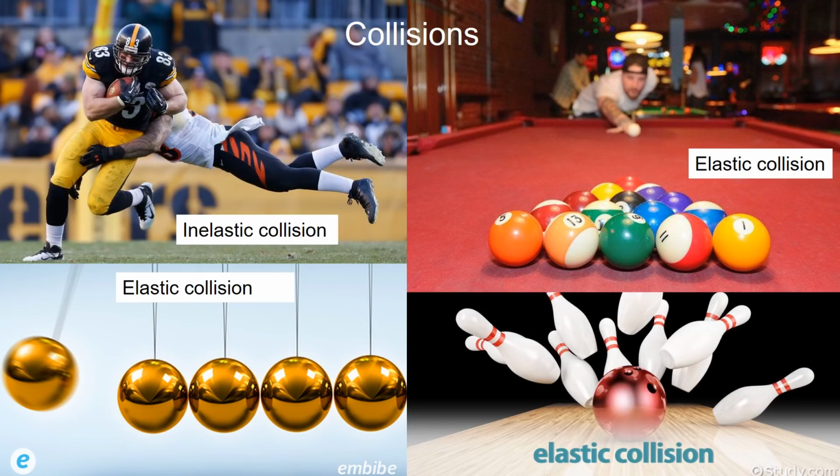So here we go. Here's the picture that we started off with. Here are our collisions. We have the football players. That's an inelastic collision. The billiards ball, that's going to be an elastic collision. Newton's cradle, that's an elastic collision. The bowling ball and pins, that is an elastic collision.